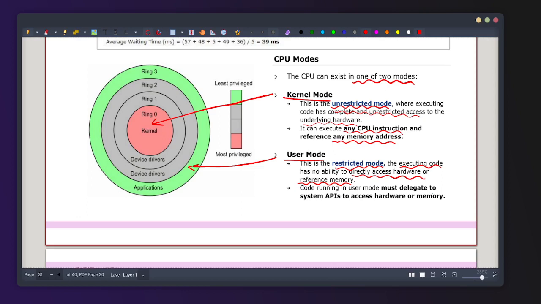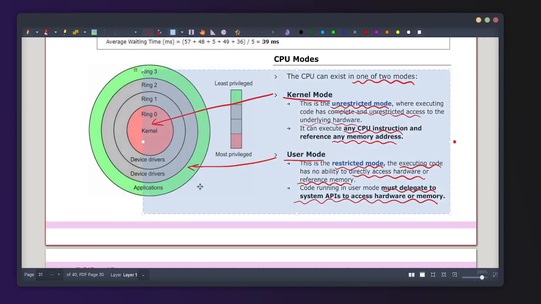Code running in user mode must delegate to system APIs to access hardware or memory. So since these applications can't access any of the system's resources themselves, they should use something called system APIs, which are system application programming interfaces, to access respective hardware and memory. So kernel mode unrestricted, user mode restricted.